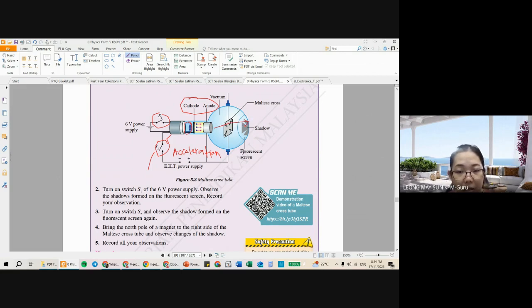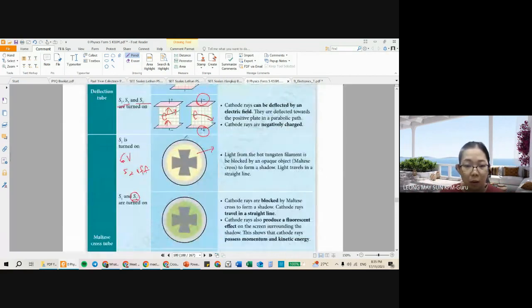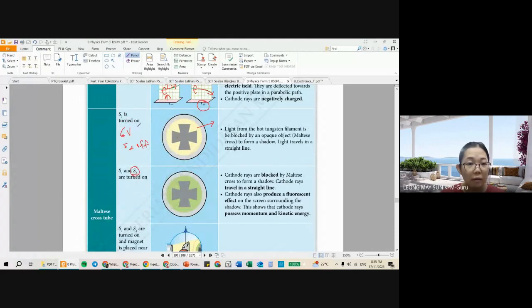When it hits this fluorescent screen, it's actually a material that has been placed on the screen. And that material, when it is hit by high kinetic energy electrons, will start to glow fluorescent. That's the reason why when switch S1 is on but the extremely high tension voltage is off, there is no green beam. But when S1 is on, there's a green beam over there.